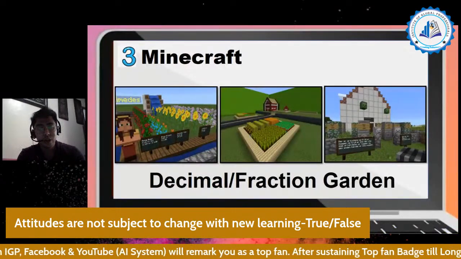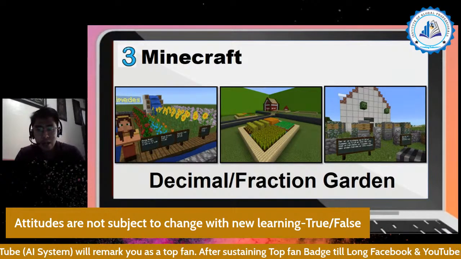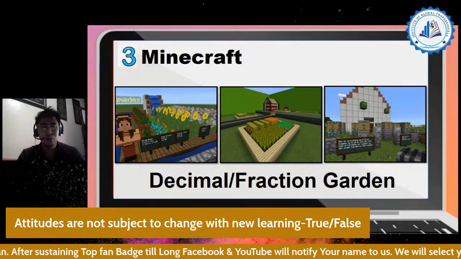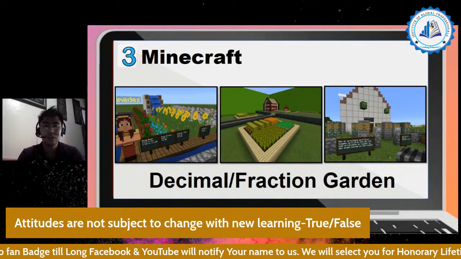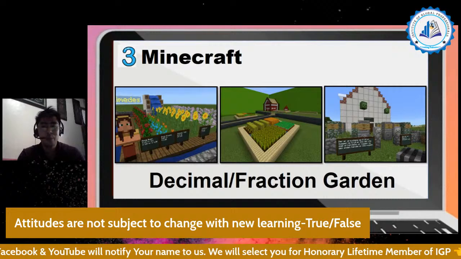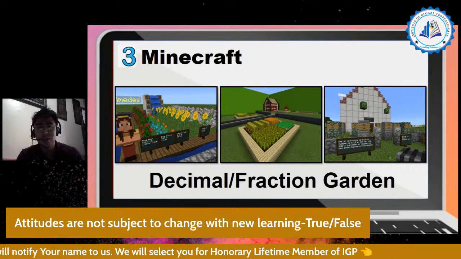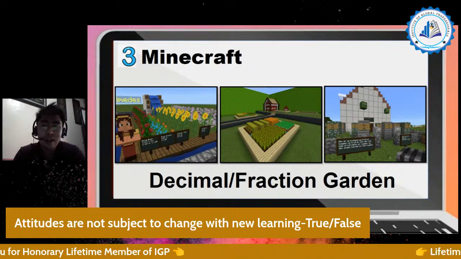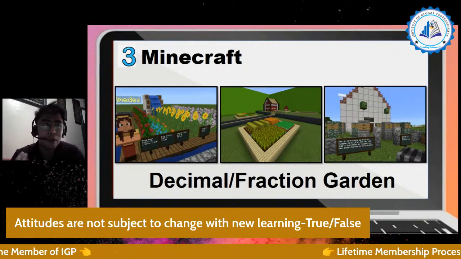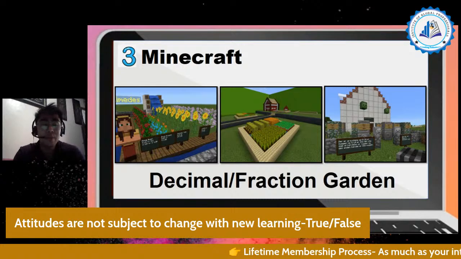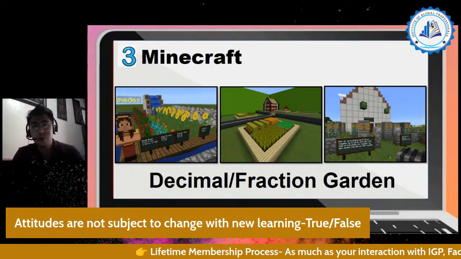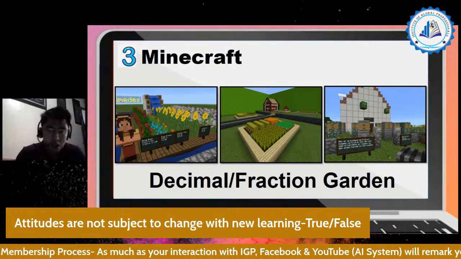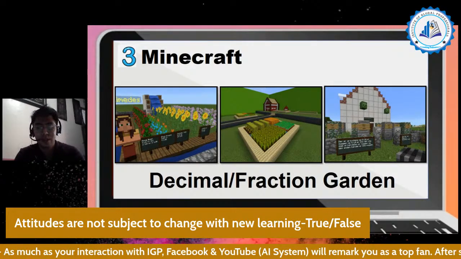So let me share with you the interface of Minecraft. If we want to build a garden using decimal fractions, in this case students will be able to relate fractions and decimals using base 10. Students will be able to construct a 10 by 10 grid. Students will be able to creatively design a garden and label their work. Using Minecraft, students may choose to plant flowers, vegetables, ores, or other blocks.